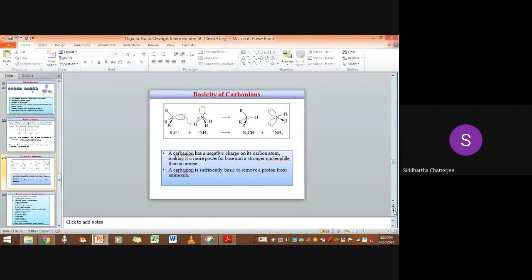So a carbon anion has a negative charge on its carbon atom, making it a more powerful base and stronger nucleophile than an amine. So a carbon anion is sufficiently basic to remove a proton from ammonia. Whether this part is clear? This part is totally new, I feel, because you might not have any idea about this.